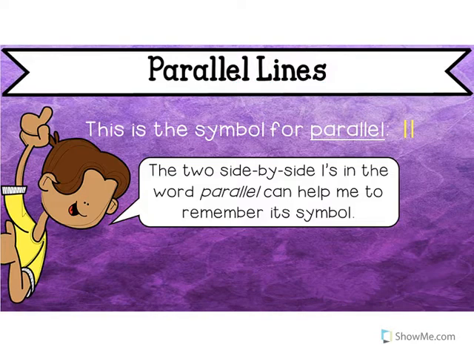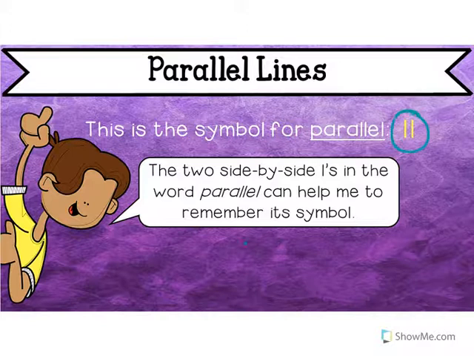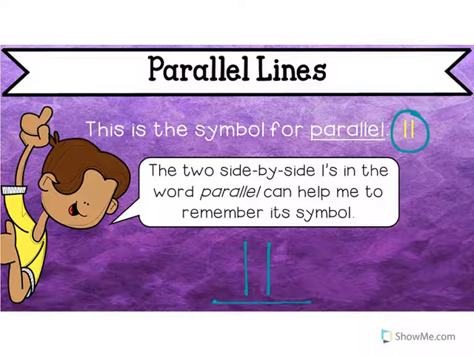The way I write it is this symbol right here. It's a line and a line. They're parallel. You can see I just drew parallel lines to symbolize parallel lines. Easy to remember, huh? Okay, so when I see 2 lines together like this, that means I'm talking about parallel lines.